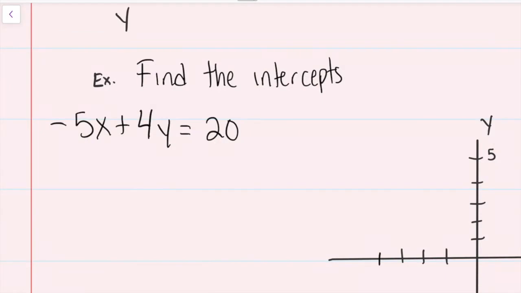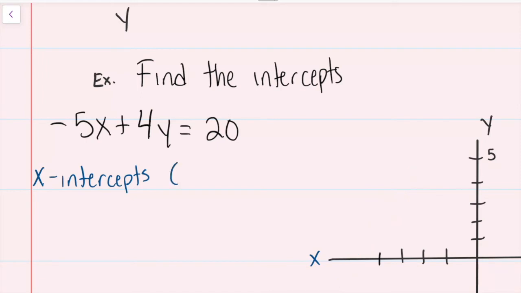Okay guys, so for today, we're finding the intercepts of an equation. So let's review real quick, what is an intercept? There are two types of intercepts, guys. We have the x-intercept, which is when it crosses through the x line, like here. When a point crosses through the x, that's called the x-intercept.